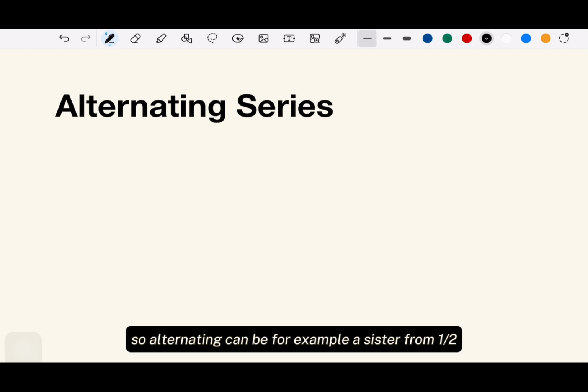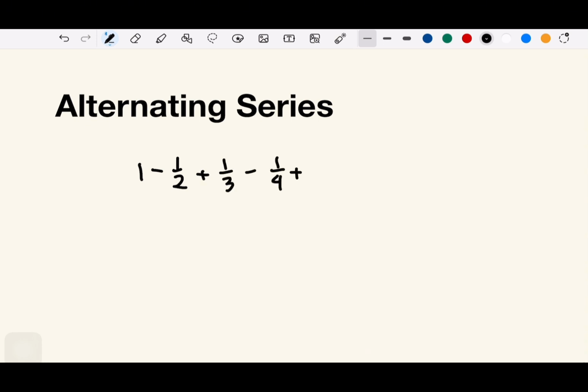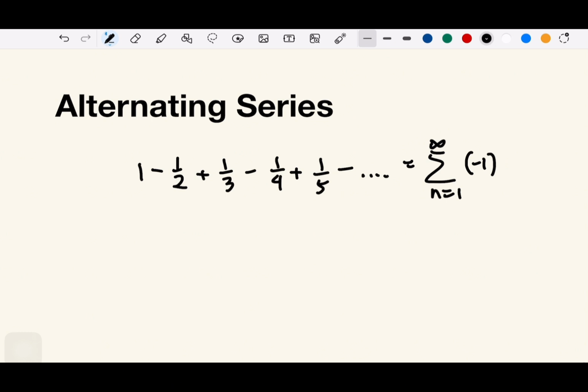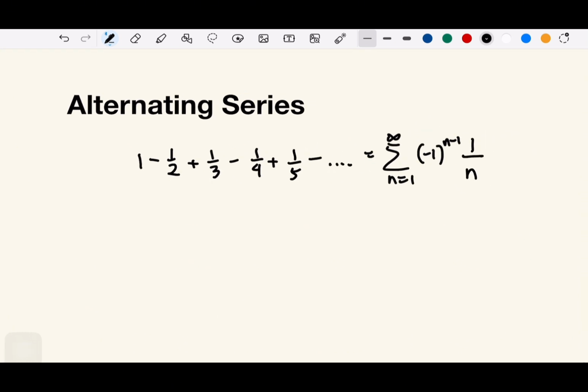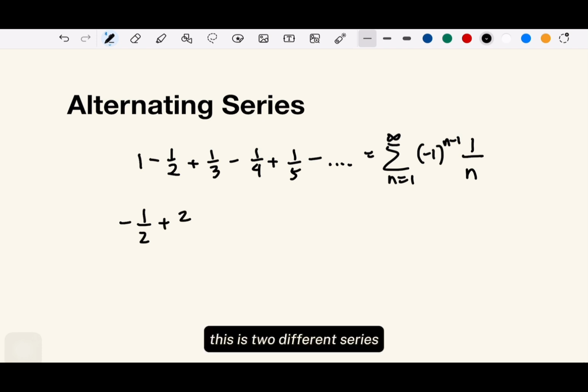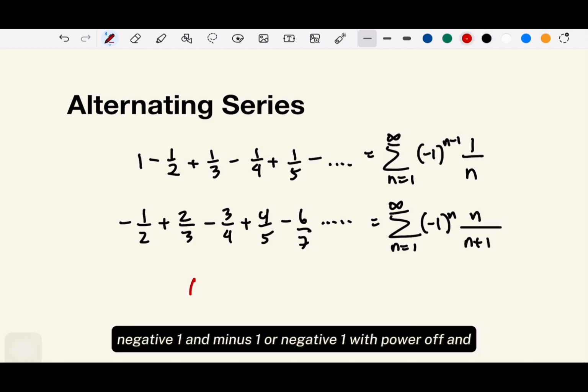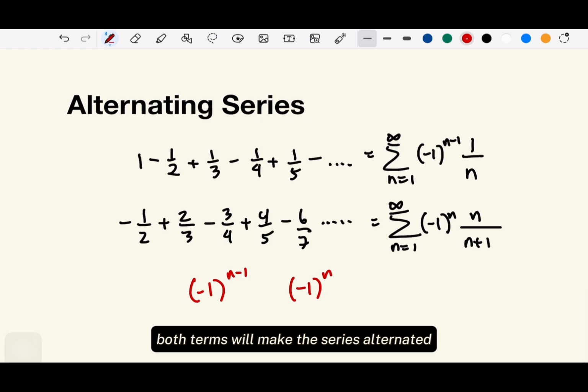So alternating can be, for example, let's say start from 1 half and we say that this is 1 over n like that. Or maybe another example. This is two different series. So either you can have the -1 to the n minus 1 or -1 with power of n. Okay, both terms will make the series alternate.